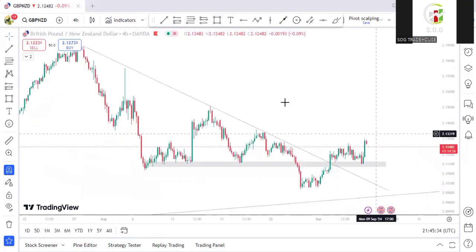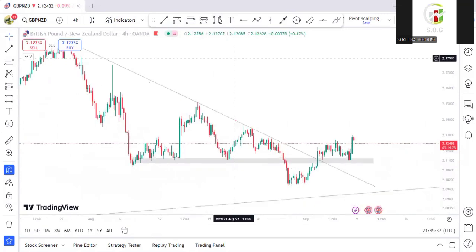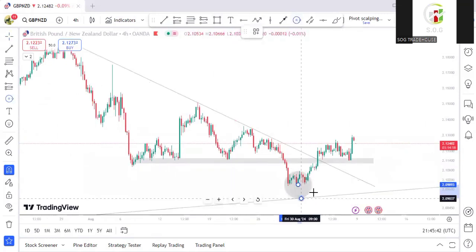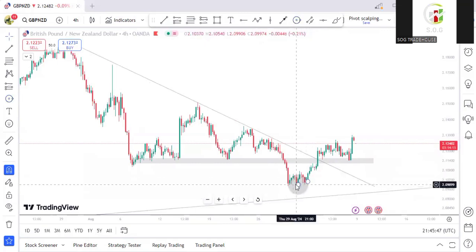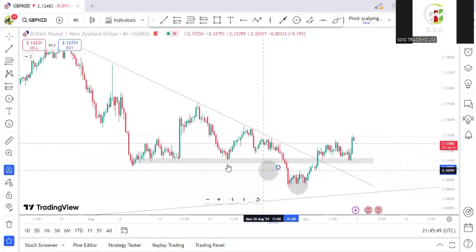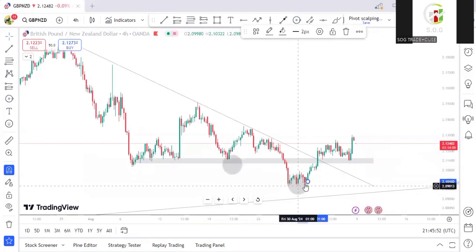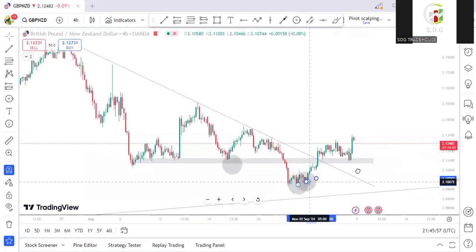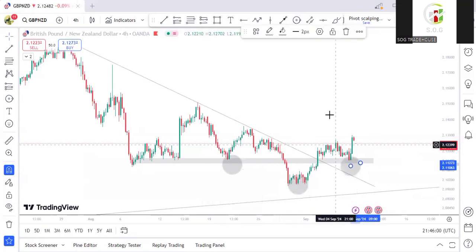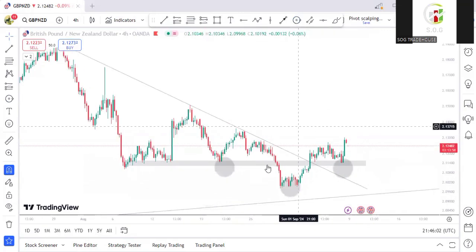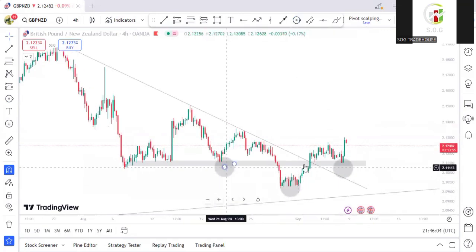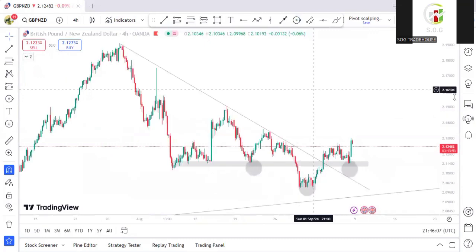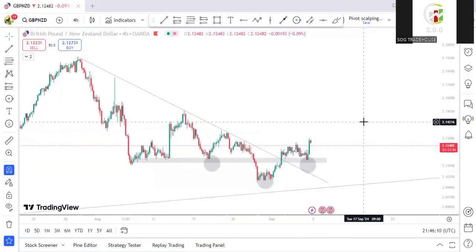And for those that know about chart patterns, you know this is a reversal pattern. You can see the head. There's a head. There's our left shoulder. And there's our right shoulder. So this is a reversal pattern. This is a very clear head and shoulder pattern. So GBP NZD is actually valid for buys.